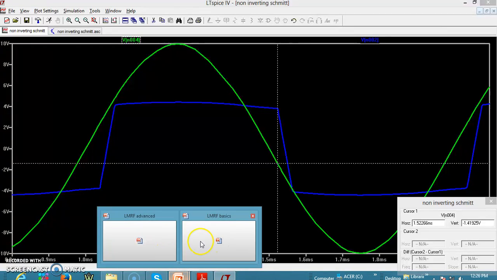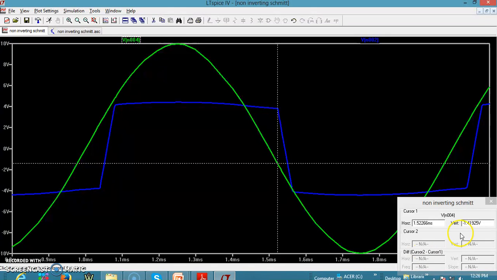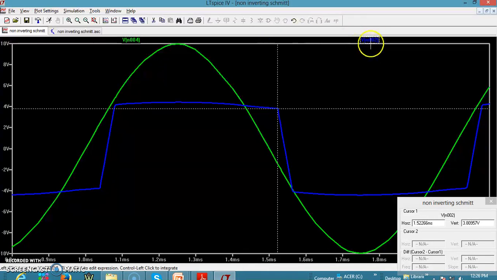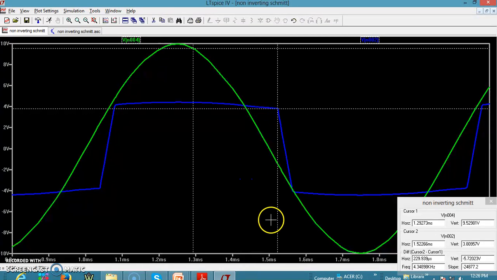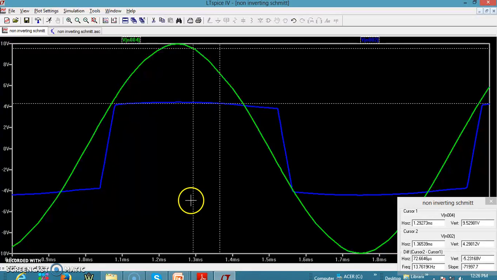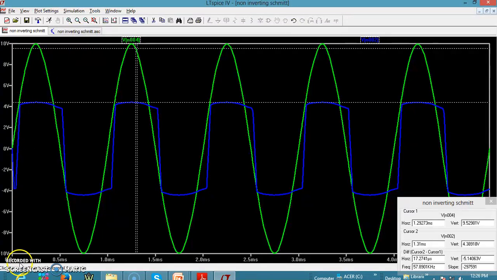But according to our design, we are supposed to get a VTL of minus 2 volt. So we are actually getting minus 1.4 something. This difference is there because the Vsat we have is not 5 and the minus Vsat is not minus 5. Because of this, the VTL and VTH are slightly deviating. But if you substitute the corresponding actual values, we'll certainly get the proper values of VTL and VTH.